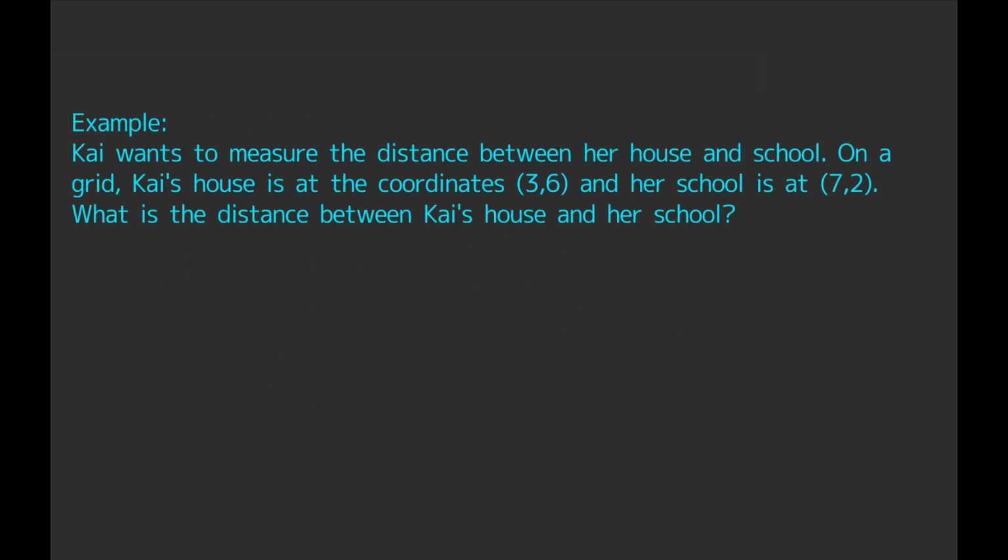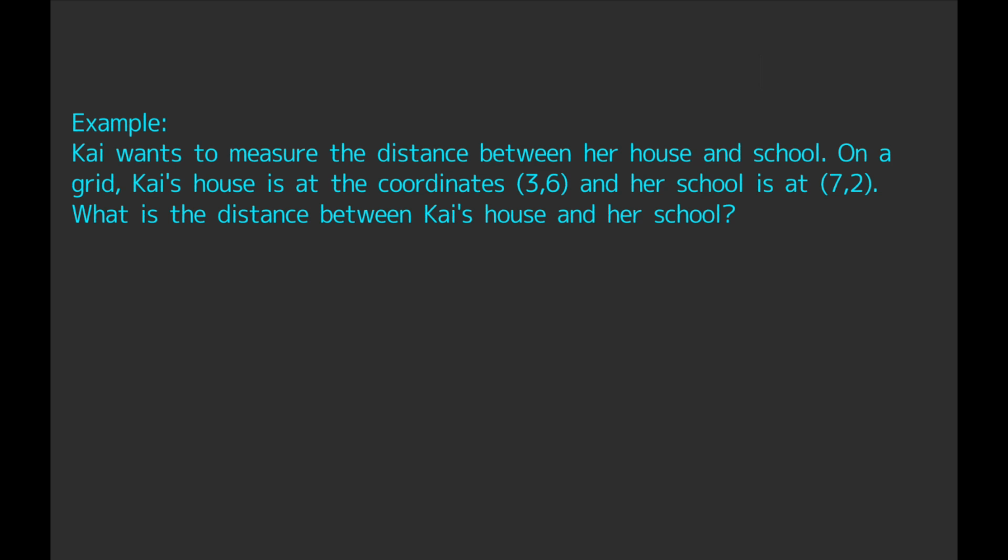So let's do an example. Kai wants to measure the distance between her house and her school. On a grid, Kai's house is at the coordinates 3, 6, and her school is at 7, 2. What is the distance between Kai's house and her school? So here we are given two coordinates and we are asked to find the distance. And we are going to find the distance by using the distance formula.